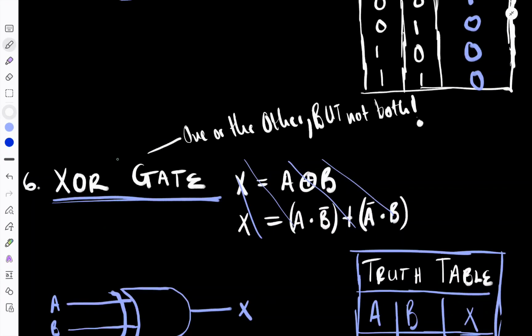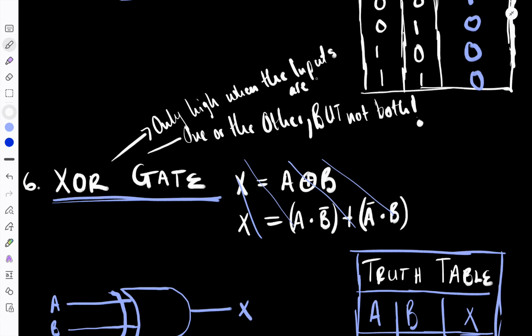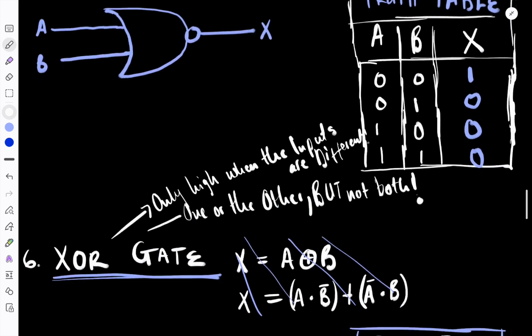That is it. Okay, so you can also say it is only high when the inputs are different. You can forget this line. Okay, you can say, oh, is it only high when the inputs are the same? No, they have to be different. One or the other. Mr. one or the other, but not both.